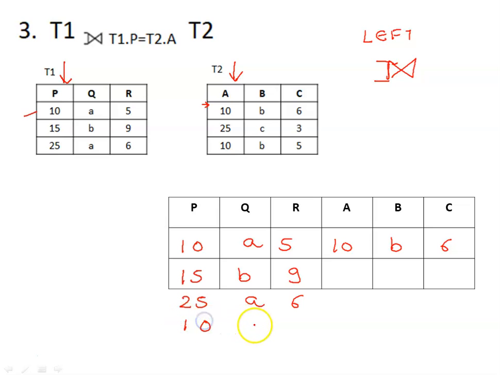That is 10 A 5, 10 B 5. We move on to the next tuple in T1, that is 15 B 9. Okay, is there a match? There is no match. Now in this case, it will be shown as null.